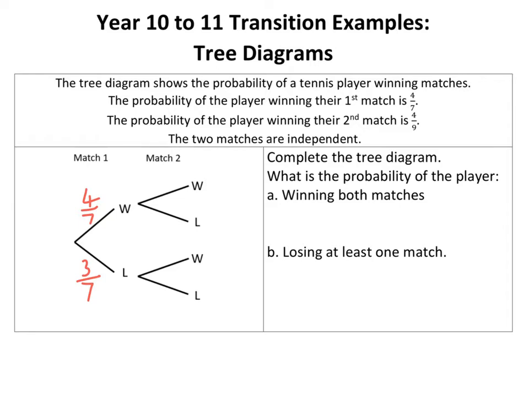Right, the probability of the player winning their second match is 4/9. Okay, 4/9. Now that means that this must be 5/9. Presumably they're a bit tighter on the second match.